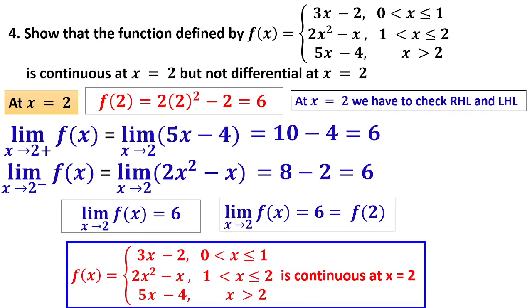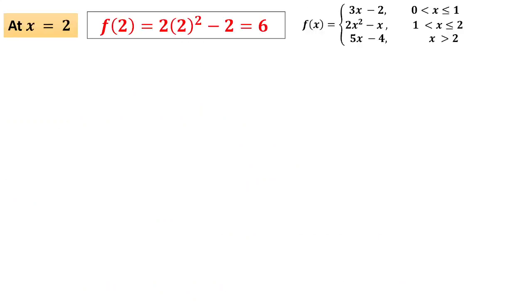Therefore it is continuous at x is equal to 2. Fantastic. Therefore it is very simple. We have just to prove that continuity, which we have already seen in the previous chapter, previous topic, and we have proved that it is continuous at x is equal to 2. Let us now go for checking the differentiability.